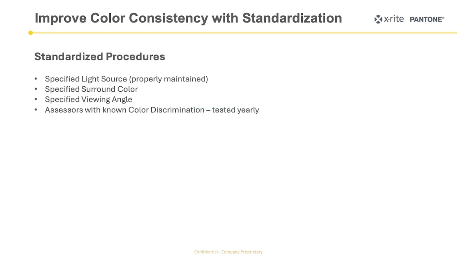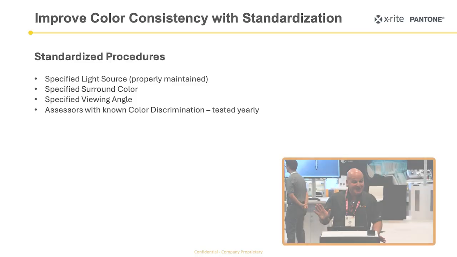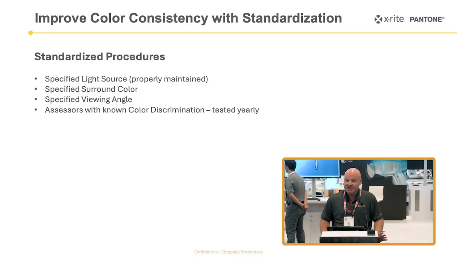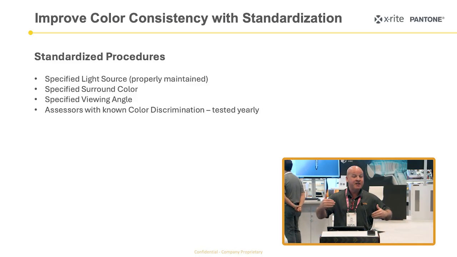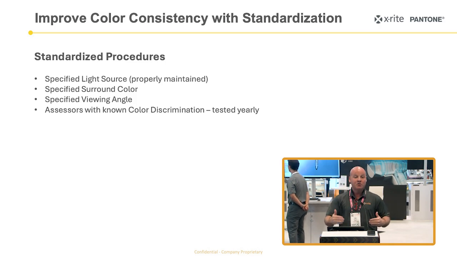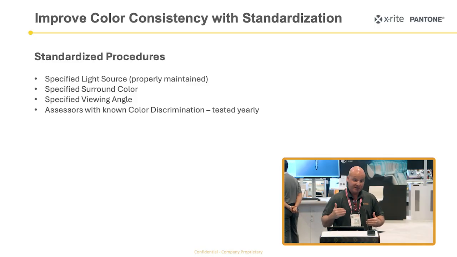Assessors with known color discrimination tested yearly. I disagree with that, and let me tell you why. Generally, most people are tested every 5 years, because if you're working with color, you get better at looking at color differences the more you work with color. So generally, you'll go from normal to superior. That doesn't mean your eyes got better, your determinations got better.